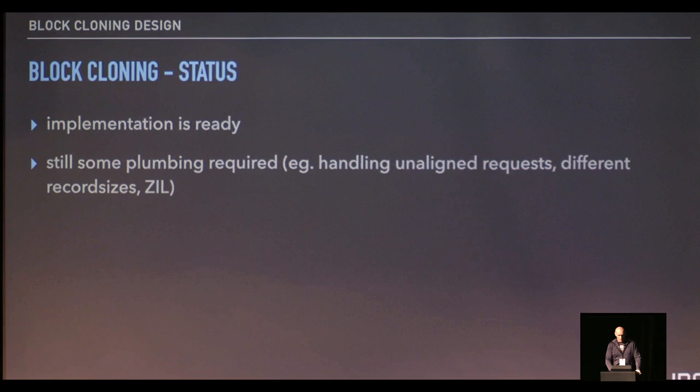As for the status, the implementation is pretty much ready. Of course, there is always something to work on, some plumbing is required. Different record sizes, this was easy, actually. Did that yesterday. I can just return an error if record sizes don't match. Handling unaligned requests, again, I'm just returning an error, but we could partially do the copy and do the cloning for the majority of the request. And ZIL, when we are cloning between datasets, that's still unresolved. So that's it. Thank you.